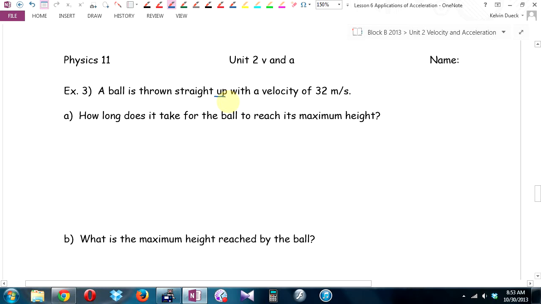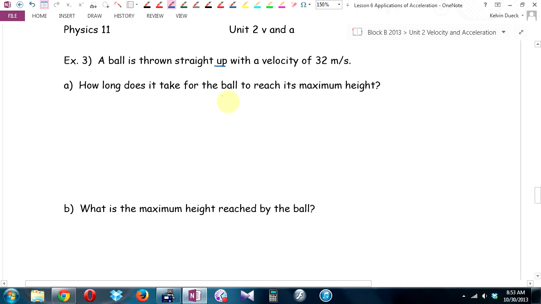Okay. Here, we're standing on the ground. We're throwing it straight up with a velocity of 32 meters per second. A, how long does it take for the ball to reach its maximum height? What do they want me to find in part A? Oh, T equals question mark?